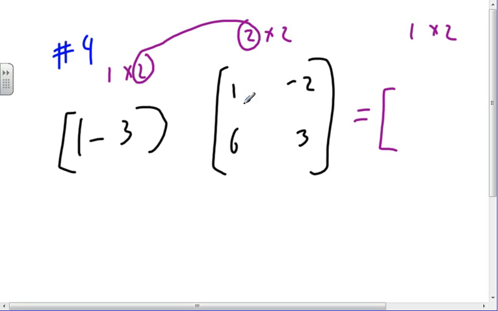First row, first column, minus 17. First row, second column, minus 11. There, that's better. Misspelled it.